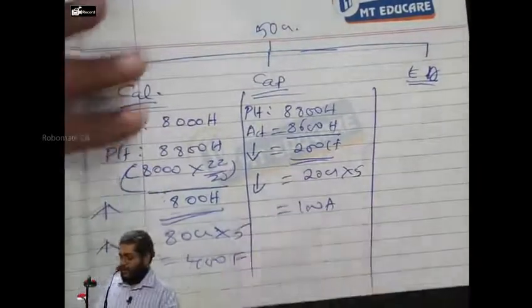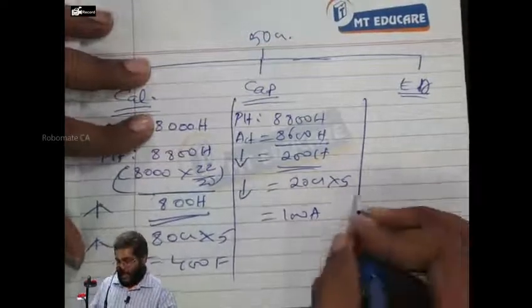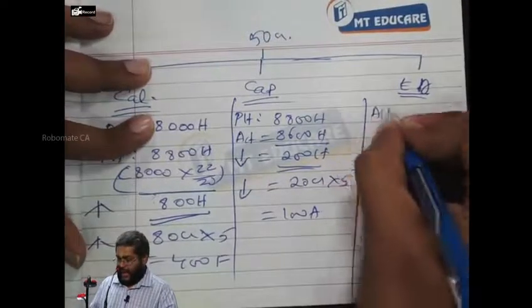Come to the third part. That is called as what? Efficiency. Now, actually, I have worked how many hours?